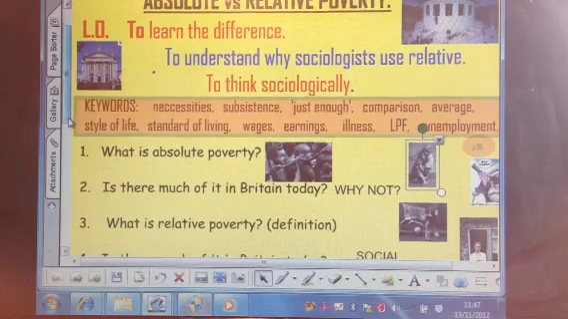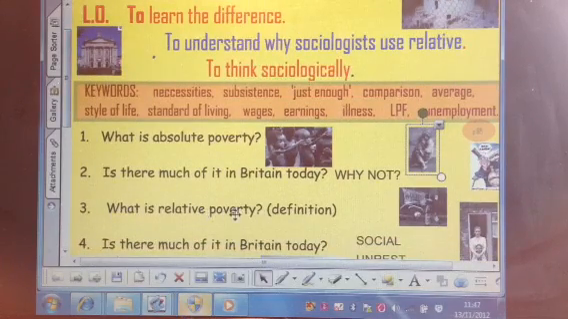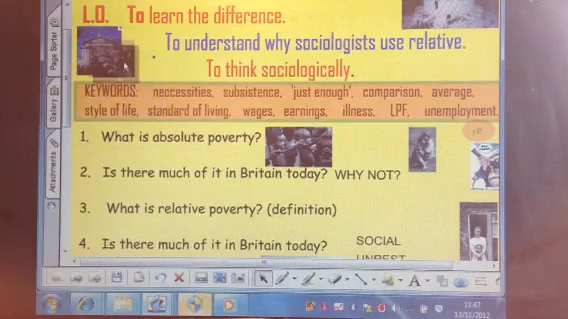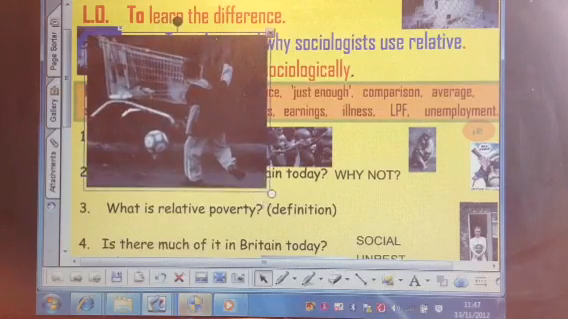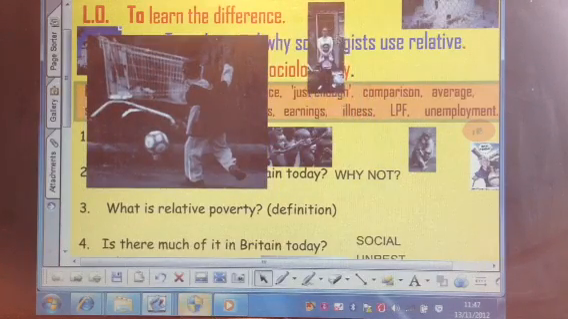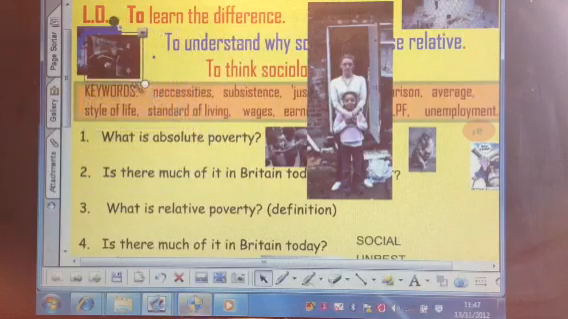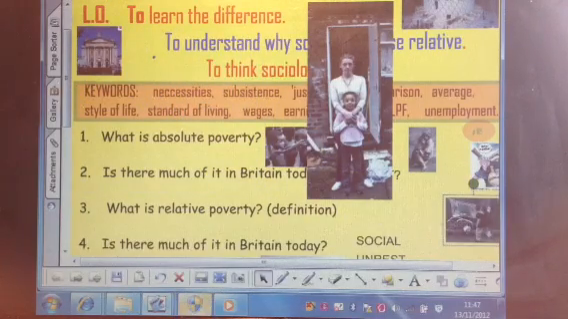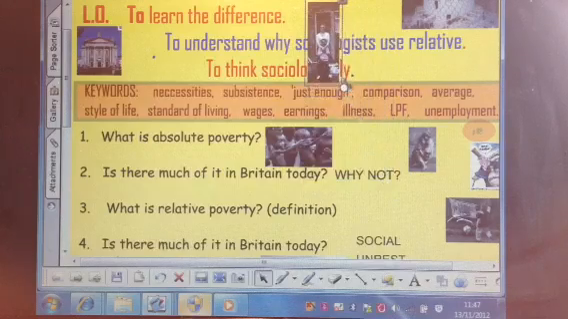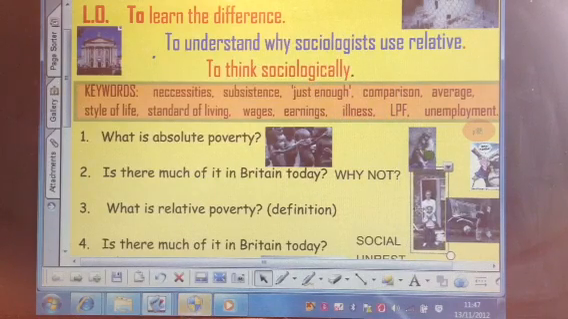Instead, what we have is relative poverty. These children here, people would say, well, they live in relative poverty. They are not in danger of dying. They have food, they have clothing, they have a place to live. So they are not in absolute poverty, they are not going to die, but they live in what we call relative poverty. Relative meaning relating to other people. They are poor compared to everybody else.